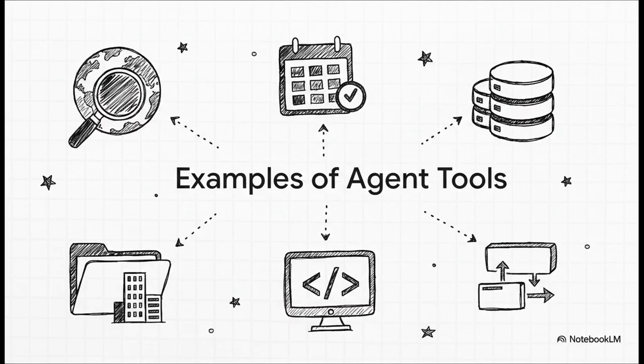We're talking about web search APIs, connecting to internal knowledge bases, digging through databases or spreadsheets, even running its own code in a sandbox environment. It can interact with your calendar, booking systems, pretty much any REST API you can think of. The general rule is if it can be controlled by code, an agent can probably use it as a tool.